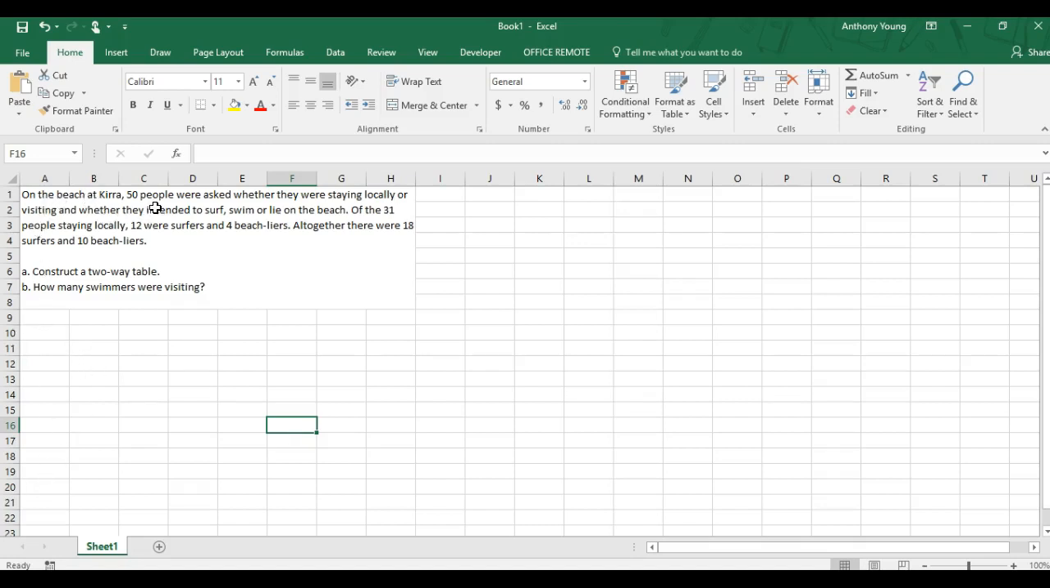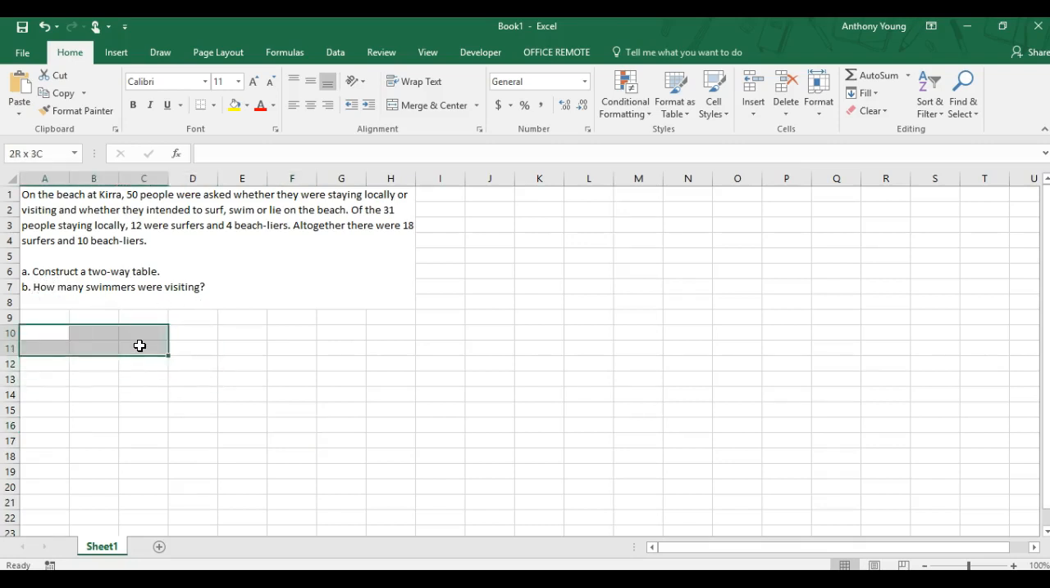On the beach at Kira, 50 people were asked whether they were staying locally or visiting and whether they intended to surf, swim or lie on the beach. Of the 31 people staying locally, 12 were surfers and 4 beach liers. Altogether there were 18 surfers and 10 beach liers. Construct a two-way table, otherwise called a contingency table, and then work out how many swimmers were visiting.